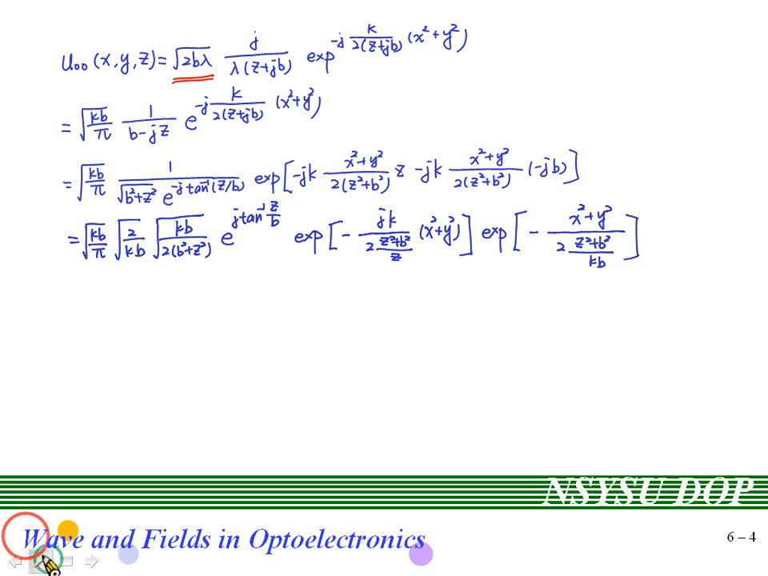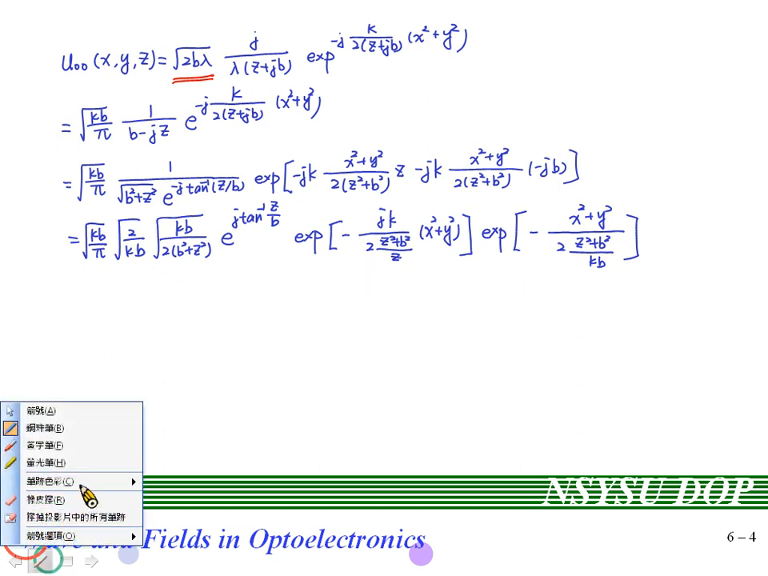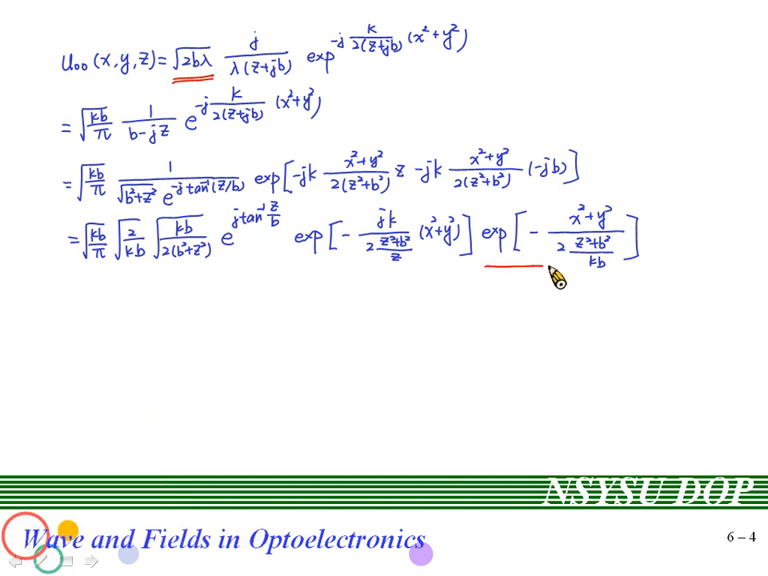Okay, and in this equation, you can see we will have the amplitude shown here, this term, and this term will correspond to the amplitude. And this term here will represent the phase. As you look at the amplitude function shown here, you will find that it is a Gaussian function.